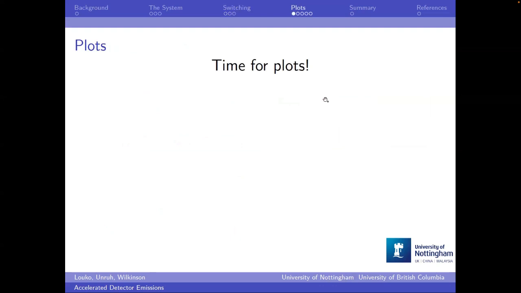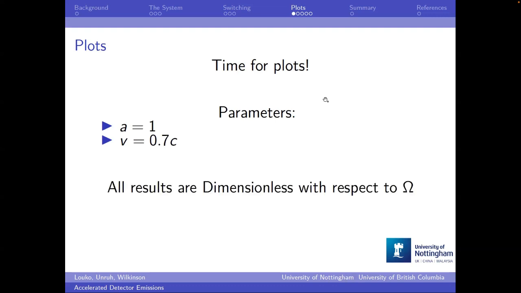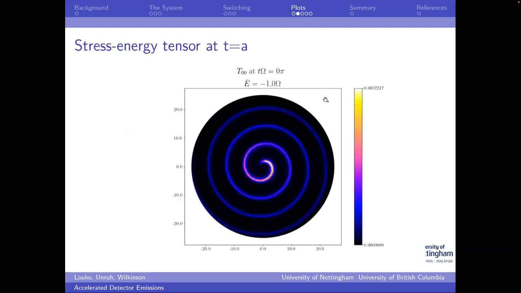We're going to look at plots now. The plots are a lot to digest, but they are quite fun to look at. Just some notes, we have a set to 1, so the switch on and switch off is relatively sharp, and the speed of the detector undergoing circular motion is 0.7 times the speed of light. So it's traveling quite fast. And all of our numerics are dimensionless with respect to the frequency of the circular motion. And that allows for much more convenient things. So the radius of the motion then becomes r equals 0.7. The math is much easier.